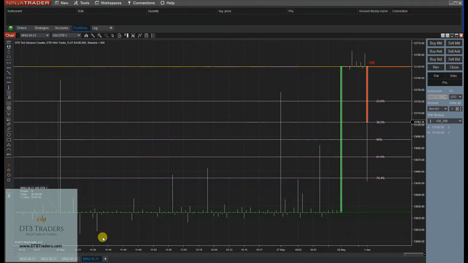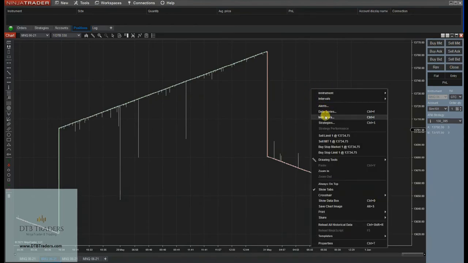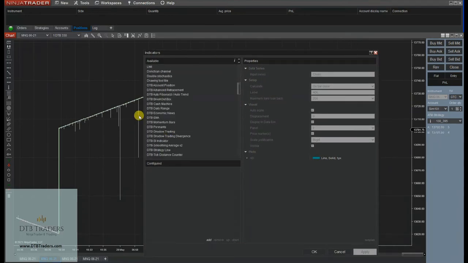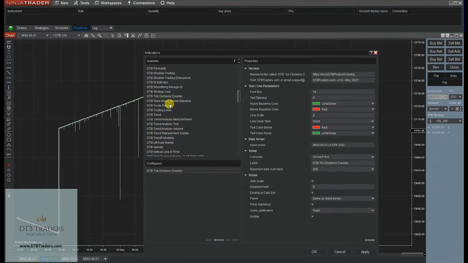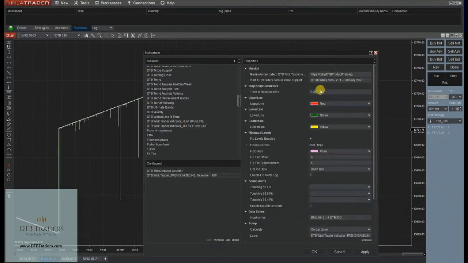So that is the flat baseline and the trending baseline. Now I'm going to activate, so this is a 330. I'm going to put an indicator on here, the same indicator as the last one, the tick distance counter and the trending baseline indicator. I've got a 330, so I'm going to put a 330.